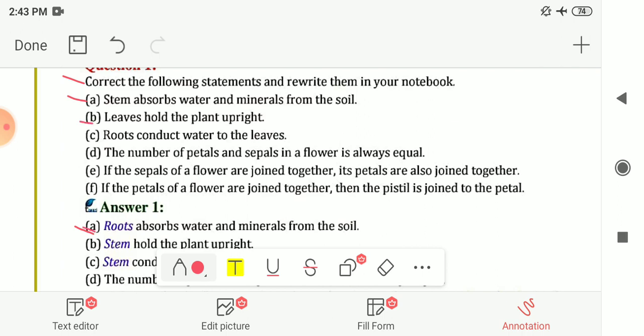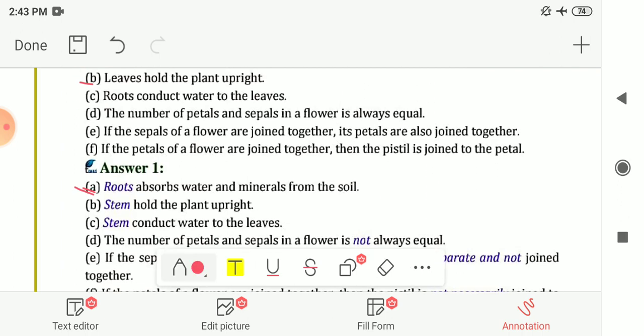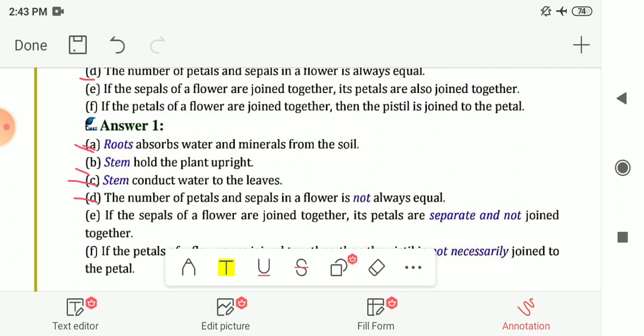Next is: leaves hold the plant upright. So again the statement is incorrect. The answer is: stem holds the plant upright. Next one, roots conduct water to the leaves. The correct statement for that is: stem conducts water to the leaves. Next D, the number of petals and sepals in a flower is always equal. So the correct statement is: the number of petals and sepals in a flower is not always equal.